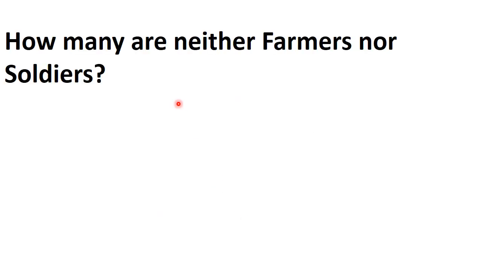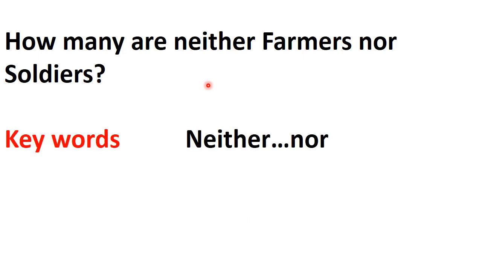The next question is, how many are neither farmers nor soldiers? So the keywords here are neither, nor. If you remember our table, neither, nor means the complement of the union of two sets. If you have two sets, there is a union of these sets, and now we look for elements that are not in that union. That's neither, nor. So we're looking for members who are not farmers or soldiers. We represent this as F union S complement.